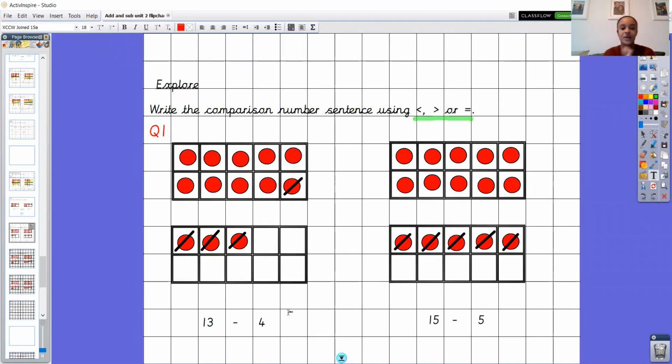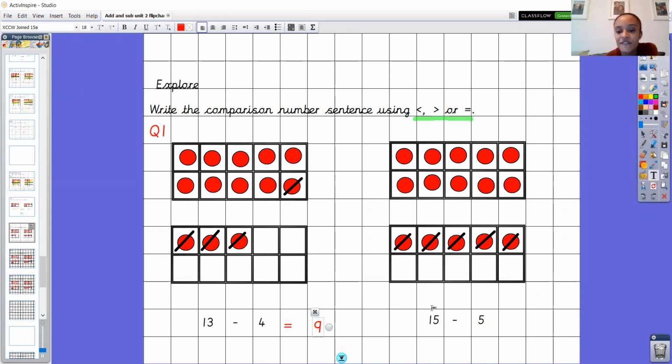Well done, Year 1. So 13 take away 4 was our first number sentence. And we are going to count how many are left. So you've got 1, 2, 3, 4, 5, 6, 7, 8, 9. Remember, we only count the ones that are not crossed out because they're the ones that are left. So 13 take away 4 is 9.